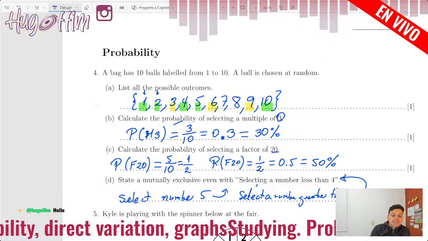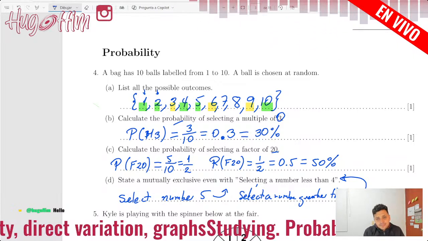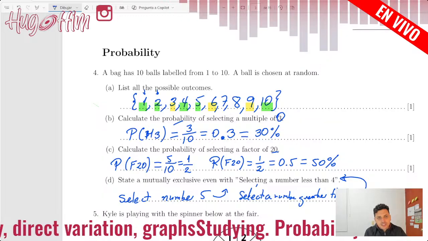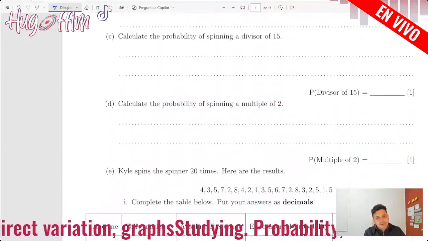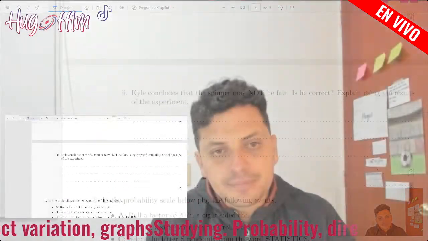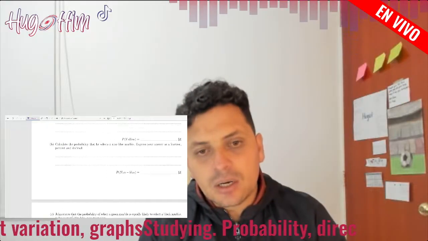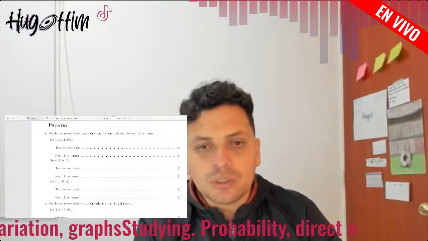Okay, so be careful about selecting numbers less than or greater than a number. This is some idea of mutually exclusive events and how to calculate probabilities. And we're going to finish this review with another question. Could be this question.